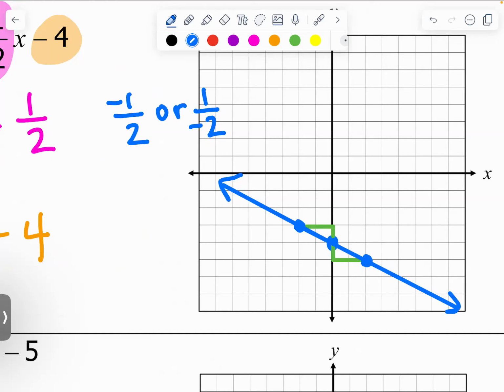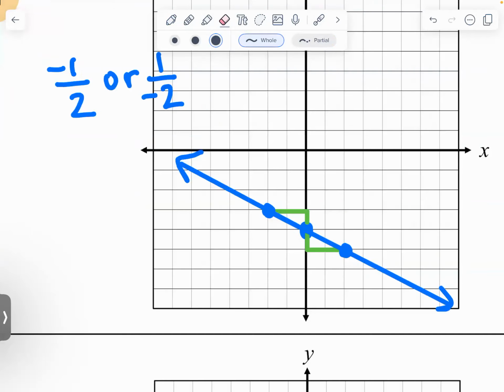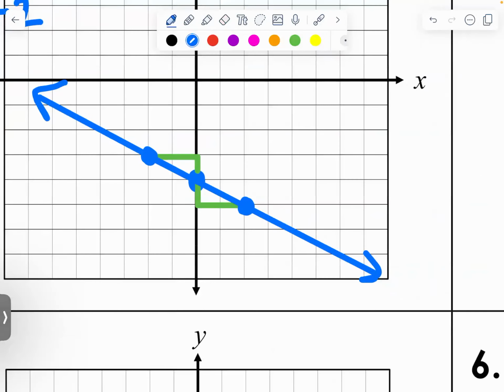But what would happen if I went down 1 and backwards 2? Am I going to get a negative slope if I go down 1 and backwards 2? No, that's going to be a positive slope. So I think it's the easiest to drop and then run normal. Drop and then run normal.